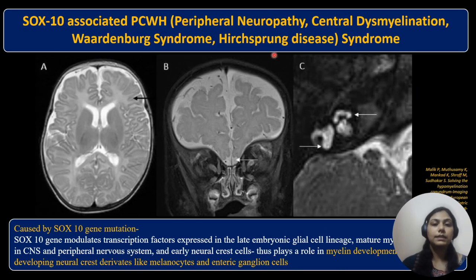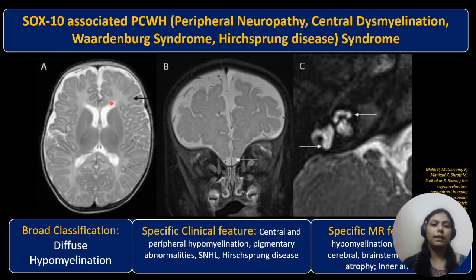The next disease, in which we can have associated peripheral neuropathy, central dysmyelination, Waardenburg syndrome, Hirschsprung disease, and which is due to SOX10 gene mutation, is the SOX10-associated PCWH syndrome. These patients can have sensorineural hearing loss, and on MR, we see diffuse hypomyelination in addition to inner ear anomalies.